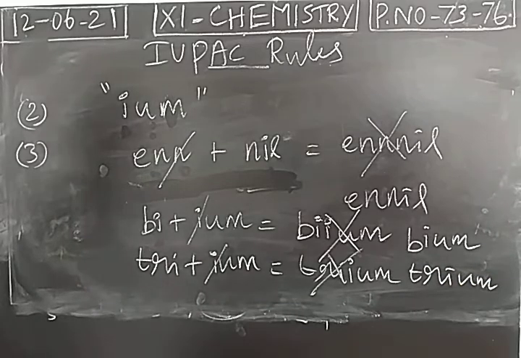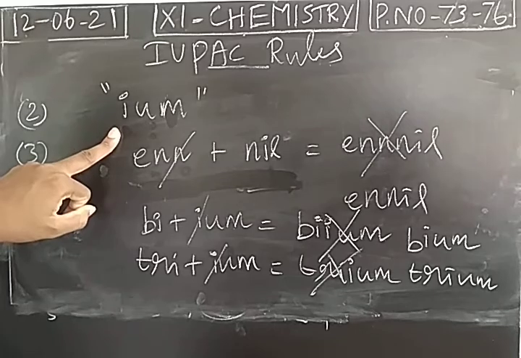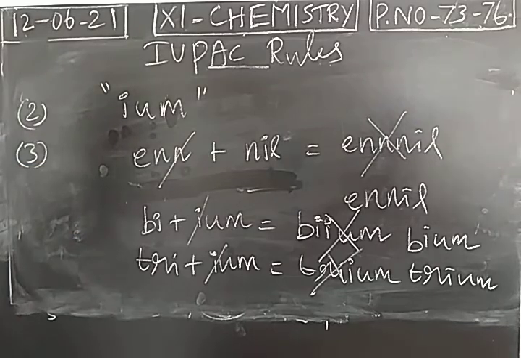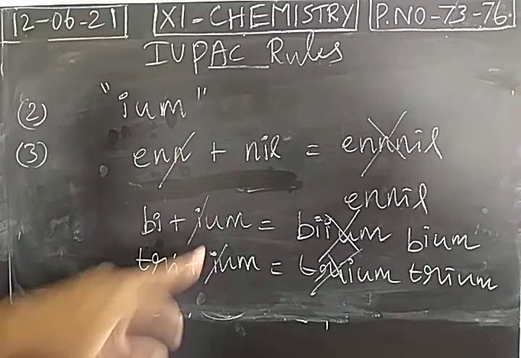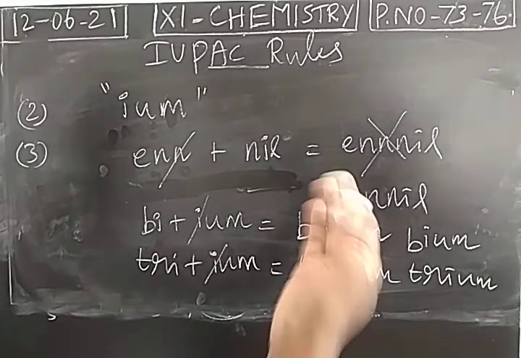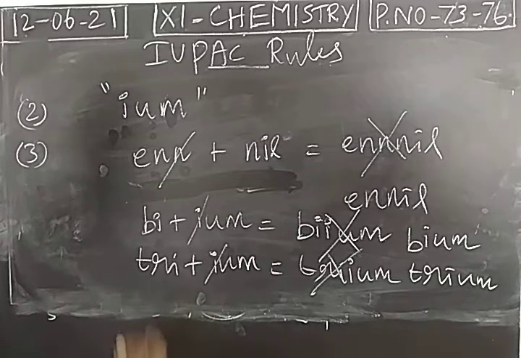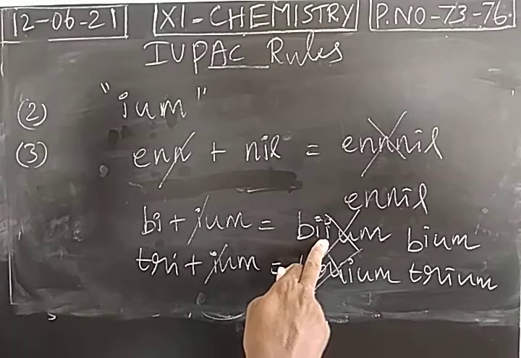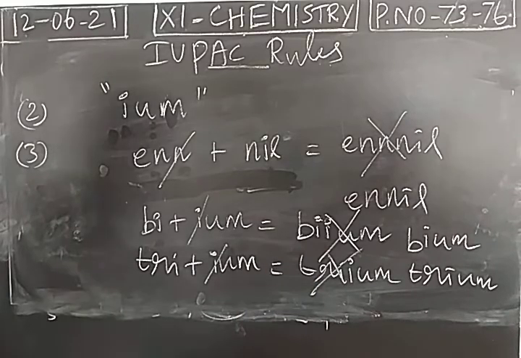So what is IUPAC's second rule? The suffix should be ium in the name. If two root words are combining, or a root word and a suffix are combining, the repeated letters can be struck out. N and nil are combining, so one N letter will be struck out. Bi with ium, tri with ium are combining, so one I will be struck out.